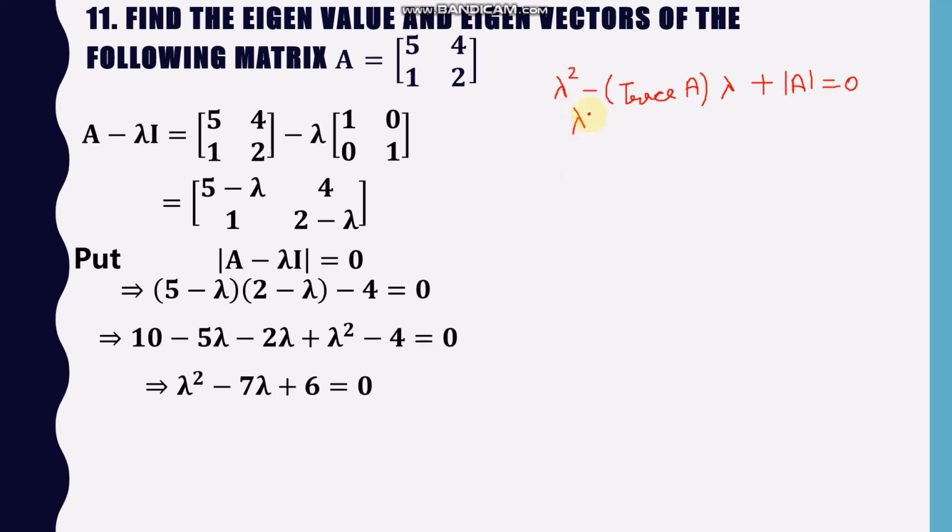Okay, so lambda square minus, what is the trace here? 5 plus 2, 7. 7 lambda. Trace is the sum of the diagonal elements. So diagonal elements here are 5 and 2. 5 plus 2 is 7, plus the determinant of this matrix. So what is the determinant here? 5 multiplied by 2, 10, minus 4. 10 minus 4 equal to 0. So it comes out to be lambda square minus 7 lambda plus 6 equal to 0, which is the same as the one which we have calculated by putting the determinant of A minus lambda I equal to 0.